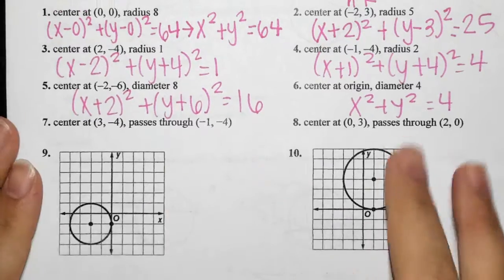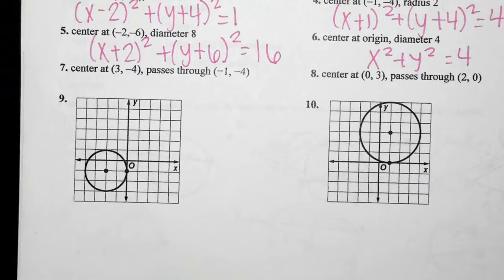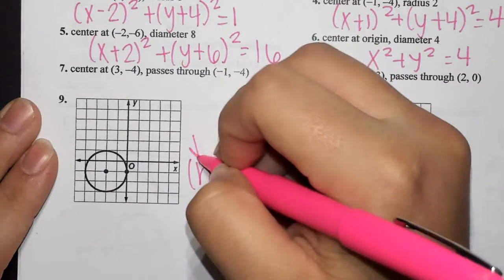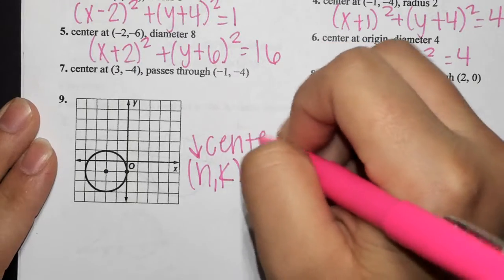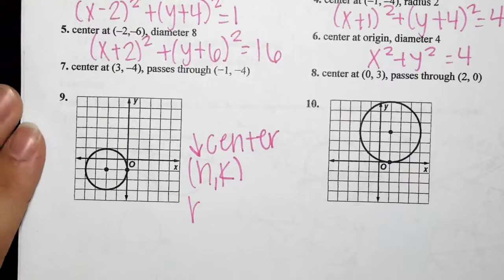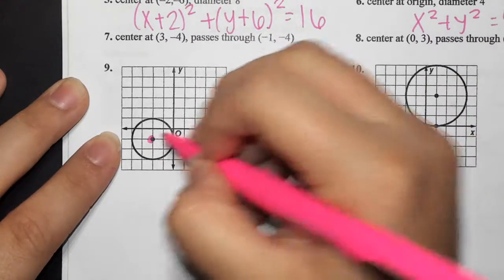Alright, we're skipping 7 and 8. Now we're looking at a graph on 9. Two things we need to plug into the formula. We need H, K, which is your center, and we also need the radius. Can we find those two things by looking at the circle? Yes. So your H, K is just the center.